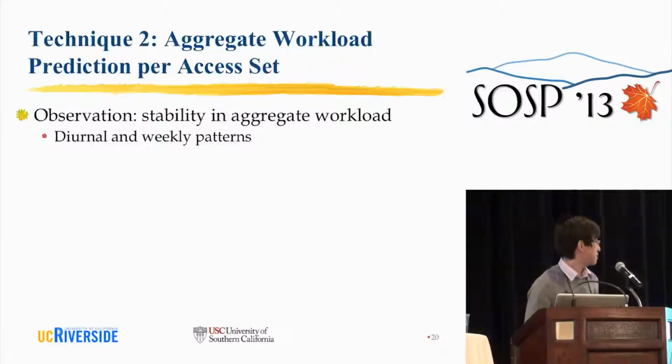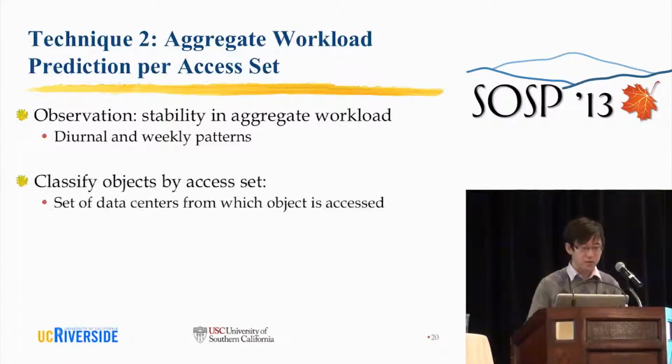But there have been observations of diurnal or weekly patterns of aggregate workloads. So we're trying to leverage these properties to predict the workload. But we cannot just aggregate all objects' workloads, because different objects may receive requests from different places. So we first classify the objects by their access set. The access set is the set of data centers from where the object is accessed.